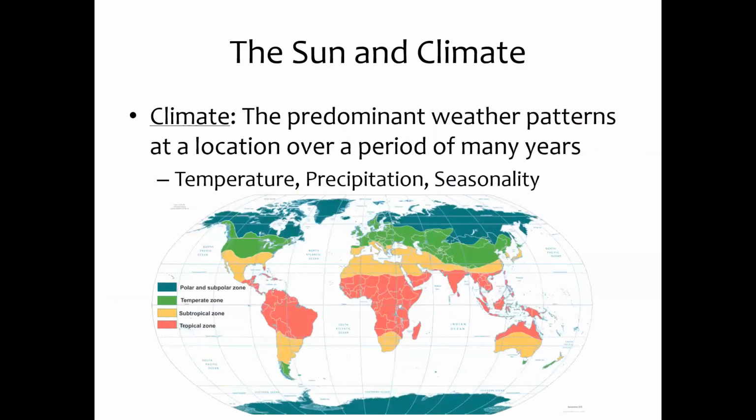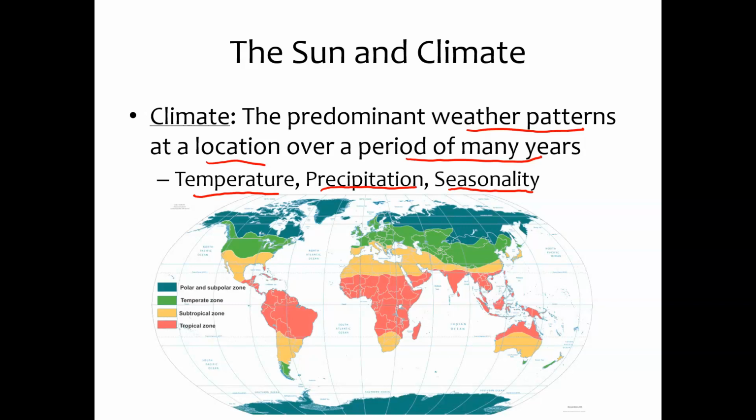When I say climate, what do I mean? I mean the predominant weather patterns over a period of many years at a particular location. And we can break that down essentially into three things, and we can add more detail to this if we'd like, but we want to think about the temperature as part of climate, the precipitation as part of climate, and then the seasonality, the yearly pattern in when we get temperature and precipitation changes.